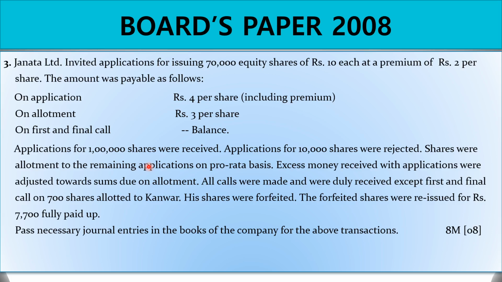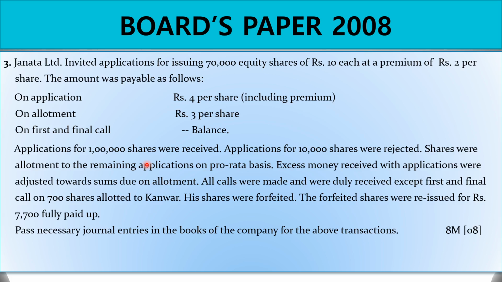The entries are very simple. Receiving entry, we know: when you receive, bank to application. So when you refund the amount, a reverse entry will have to be passed, application to bank. If we adjust, then application to the next installment name, to allotment, to first call or final call. So that way you have to do it.